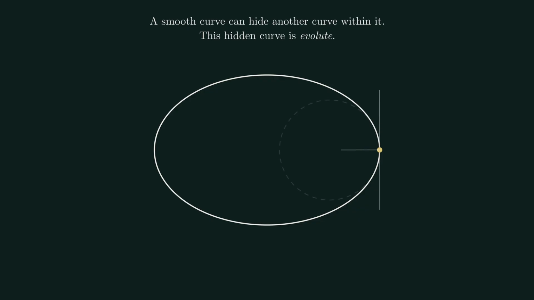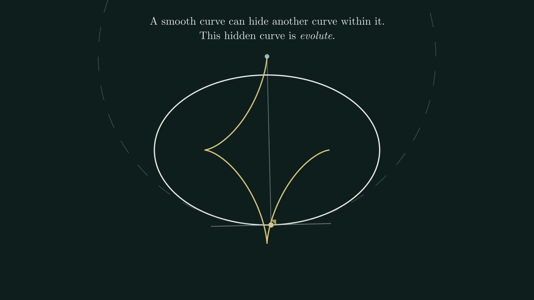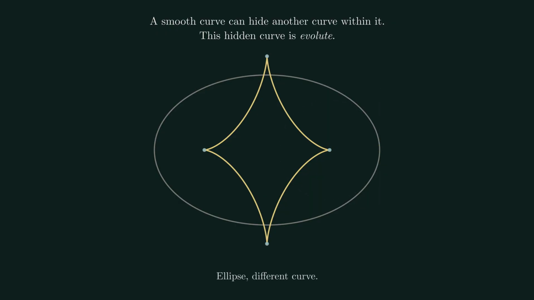A smooth curve can hide another curve within it. This hidden curve is called its evolute. At every point on the curve, imagine drawing the circle that best matches its local bending. As we trace the centers of these circles, they form another curve, the evolute. For an ellipse, the result is a completely different shape, a beautiful curve with 4 sharp cusps.